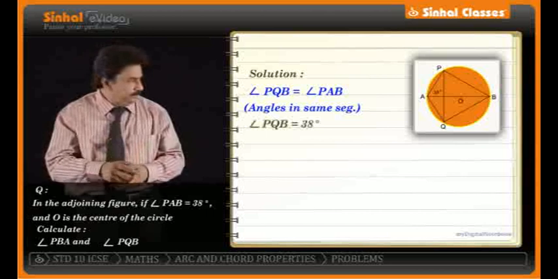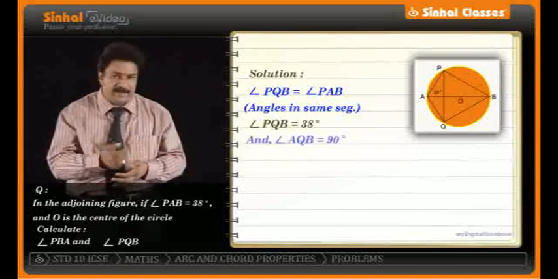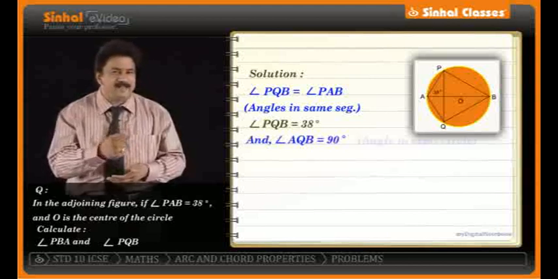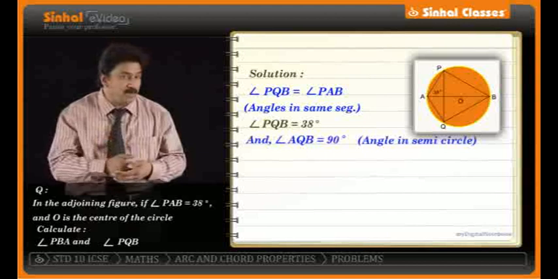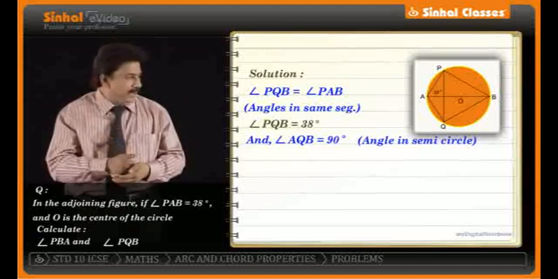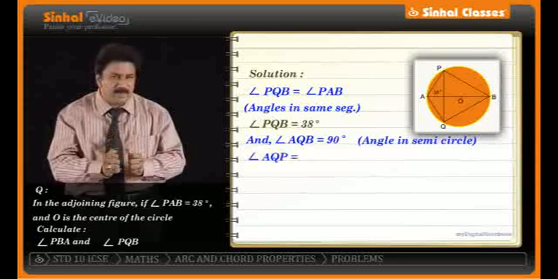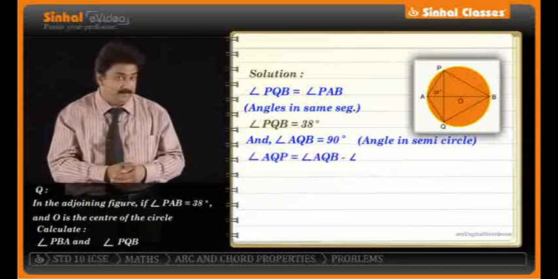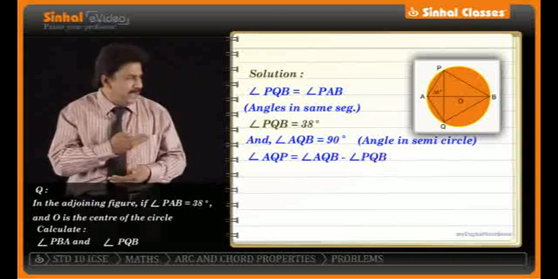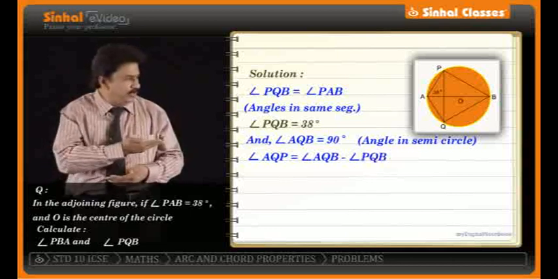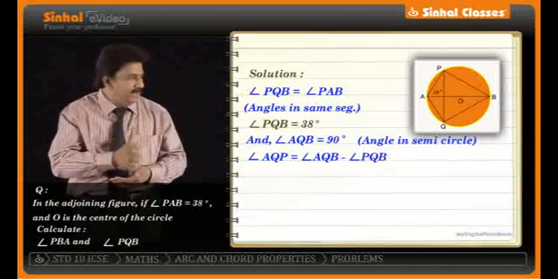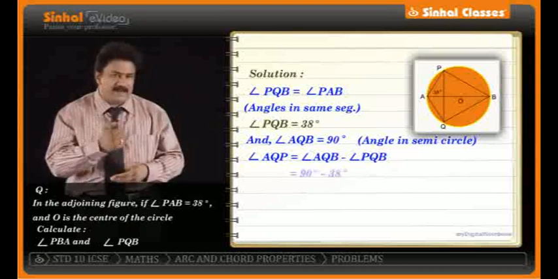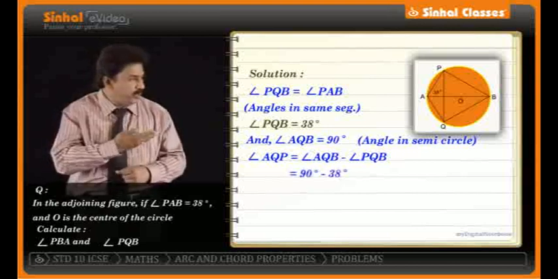See further what we can do. And angle AQB is 90 degrees. Can you get it 90 degrees? Yes. Why? Angle in the semicircle. Angle in a semicircle is what? 90 degrees. Okay. Angle AQP is nothing but angle AQB minus PQB. Yes, see the figure very carefully. Angle AQP is equal to angle AQB minus angle PQB. So what I get finally, that is 90 minus 38 degrees, which gives me 52 degrees.